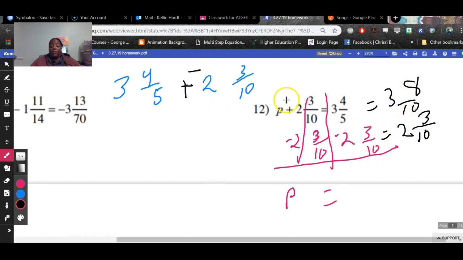And remember, you are subtracting. So 3 minus 2 is 1. 8 minus 3 is 5 over 10. And this will reduce to 1 and 1/2. That's P.